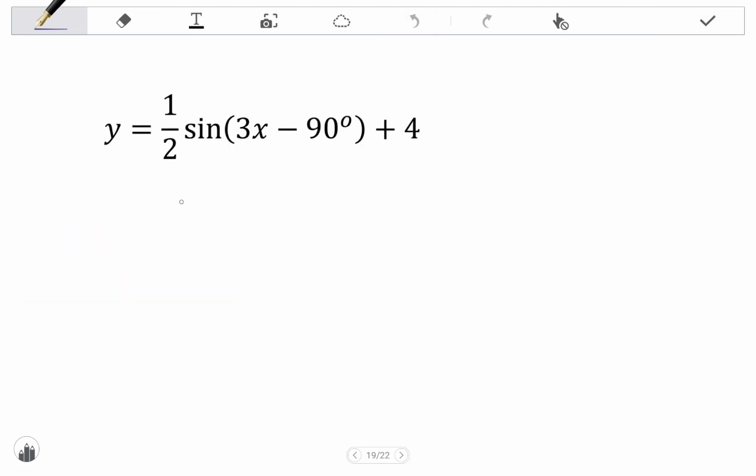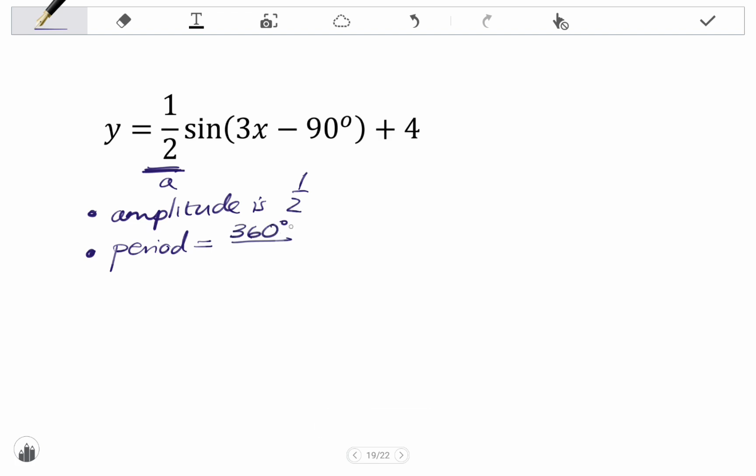Looking at a second function, in this case a sine function, just understanding what the parameters are telling us. Our a value is 1/2, so that means our amplitude is 1/2. It's not negative, so no reflection has occurred. The period is changed by the coefficient of x, which in this case is 3. This is a sine graph, so we say 360 degrees divided by the b value, which is 3, and that gives us a period of 120 degrees.